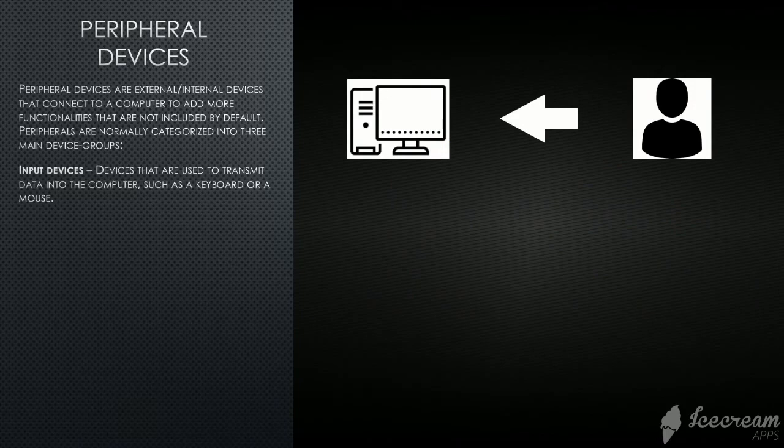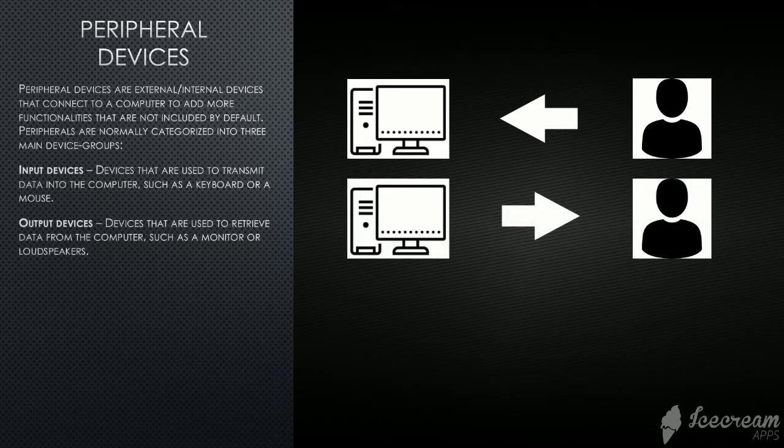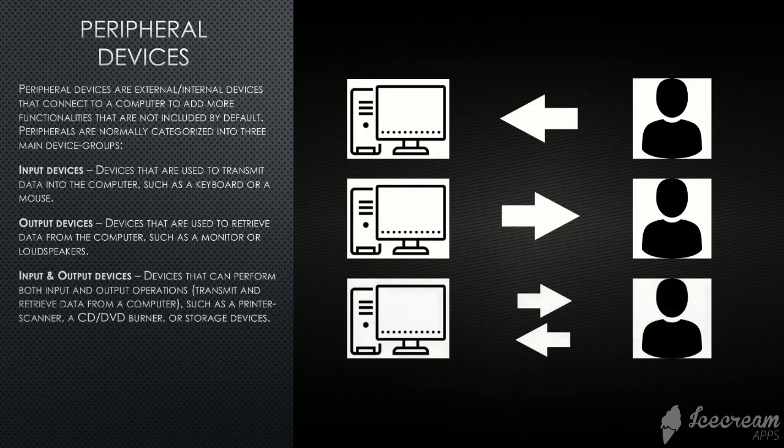The first group is the input devices group. These devices are used to transmit data into the computer, such as a keyboard or a mouse. The next group are output devices. These devices are used to retrieve data from the computer and express them outside, such as a monitor or a loudspeaker. And the last group is input and output devices.